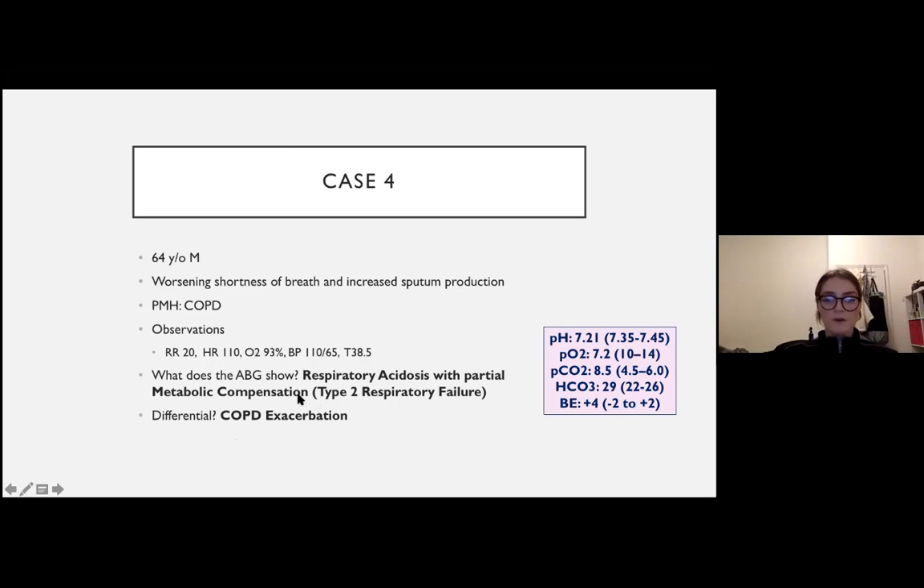They could have two answers, both saying respiratory acidosis with partial metabolic compensation, and one says type 1 respiratory failure, one says type 2. So this has a hypoxia and a hypercapnia, so that's low O2 and an increased CO2. So they've got respiratory failure, which is affecting the actual lungs, like the alveoli and the ability to move the air in and out.